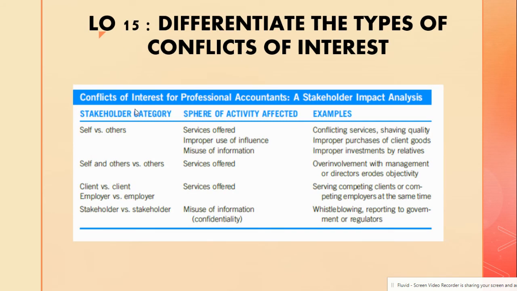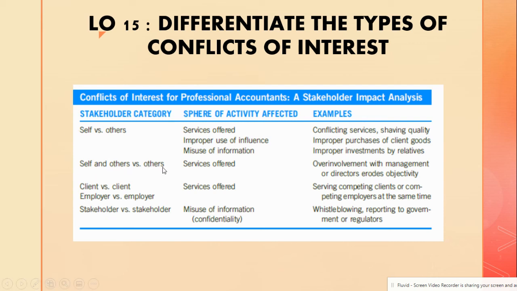Okay, and the last one, learning outcome number 15, differentiate the types of conflicts of interest. So basically, these are the types: self versus others, self and others versus others, client versus client, employer versus employer, and stakeholder versus stakeholder. So for self versus others, sphere of activity affected, service offered, improper use of influence, misuse of information. Examples: conflicting services, shaving quality, improper purchase of clients' goods, improper investment by relatives.